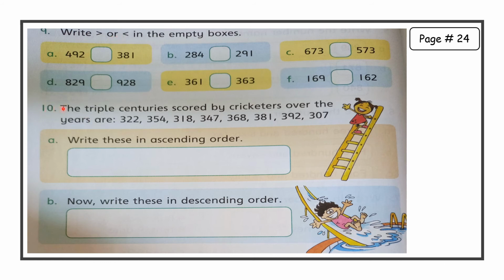Okay, 10th question, in which you have to write the numbers in ascending order and descending order. Here the scores are given of some centuries scored by cricketers over the years, and we have to write these in ascending. What is ascending order? It is from smallest to the largest. We'll start from the smallest number and then we'll go towards the largest one, and in descending order we'll start from the largest one and we'll go towards the smallest one. First we'll write in ascending order.